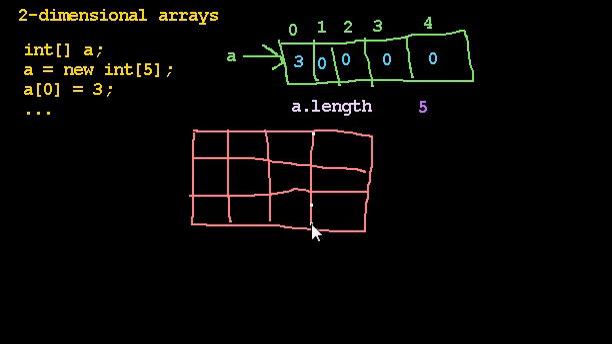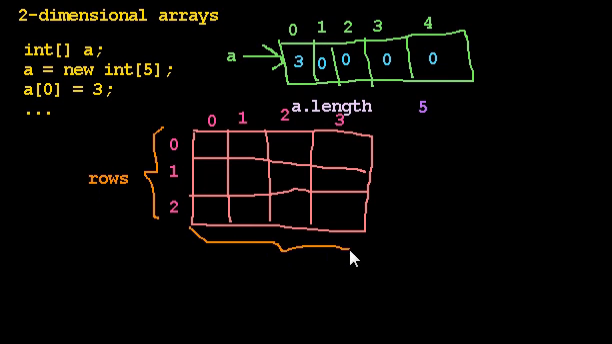So we'll have 3 rows and 4 columns, and they're going to be indexed again the same way. This is column 0, 1, 2, 3. And this is row 0, 1, 2. So in fact, let's indicate rows and columns very clearly. These are my rows, and these vertically are my columns. So I have 3 rows and 4 columns in this grid, and I don't know what I'm using it for, but this is a two-dimensional array.